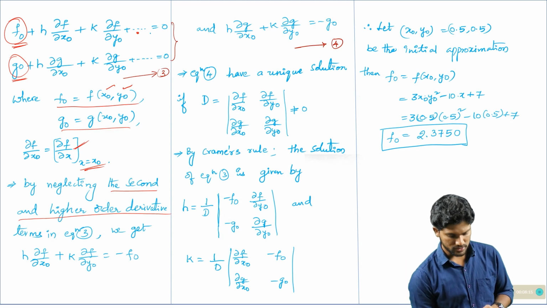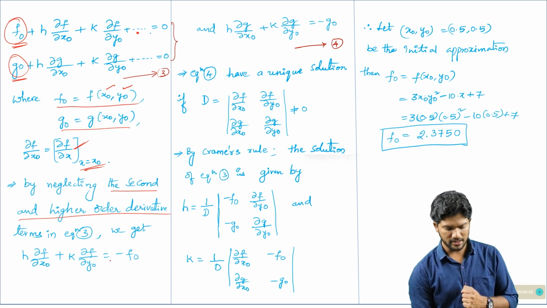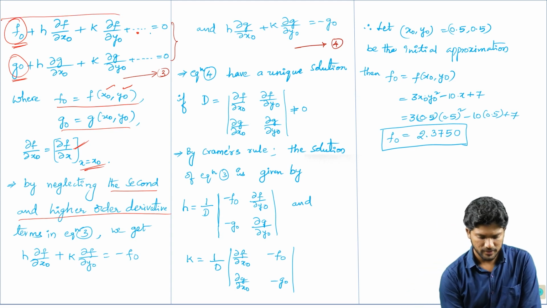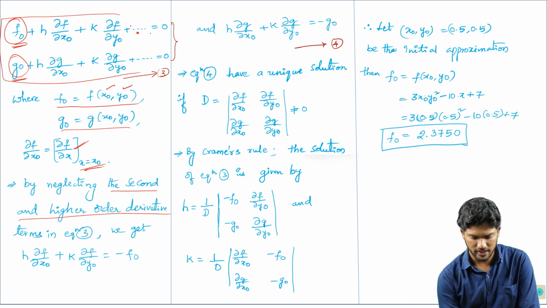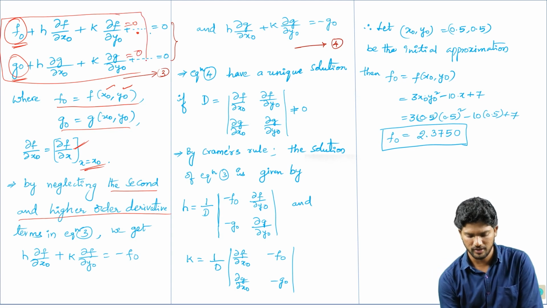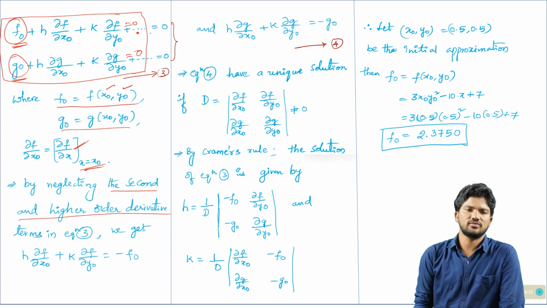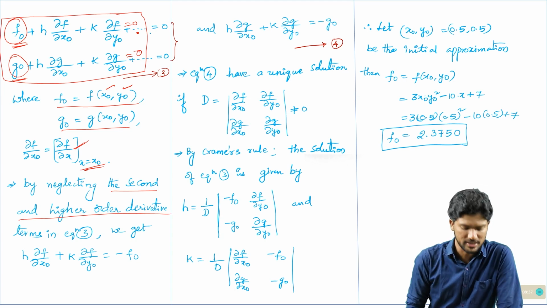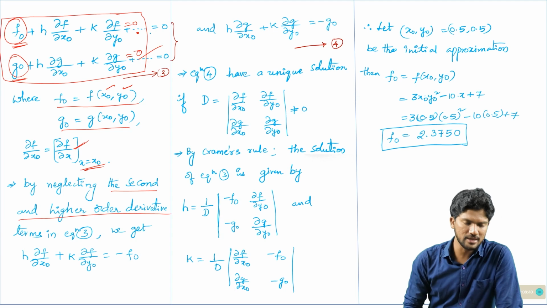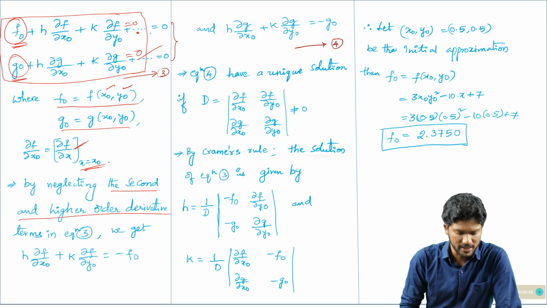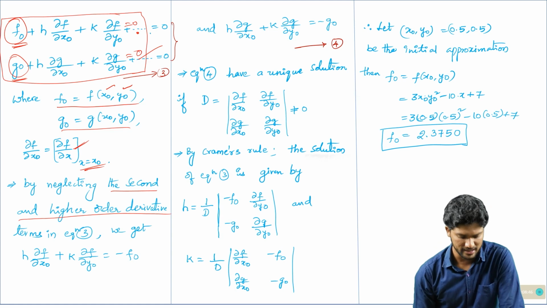So therefore, neglecting the second and higher order derivative terms in equation number 3, you will get this term only, f of x naught equal to 0, only up to here you will get the equation. F naught plus h into dou f by dou x naught plus k into dou f by dou y naught is equal to 0, and the second one becomes g naught plus h into dou g by dou x naught plus k into dou g by dou y naught is equal to 0, if you neglect the higher order derivatives.